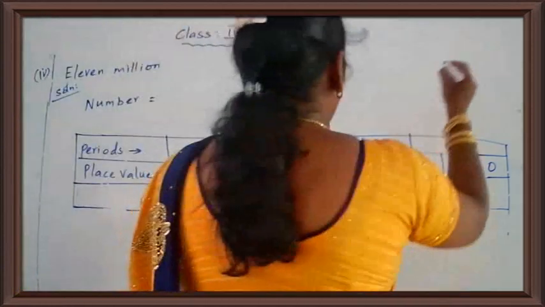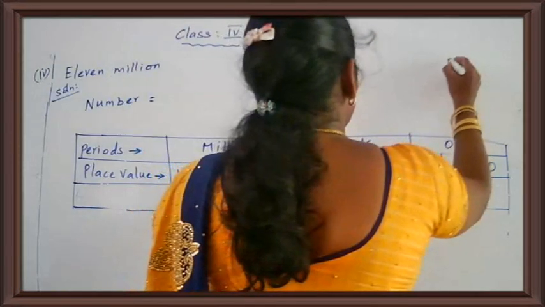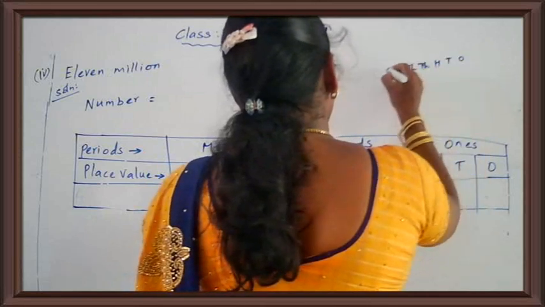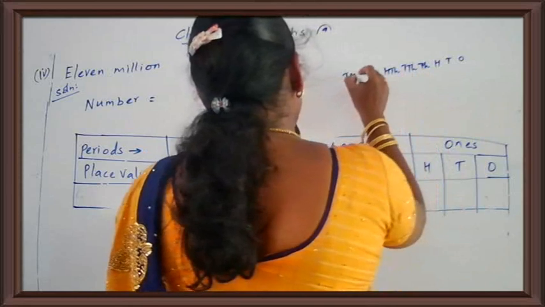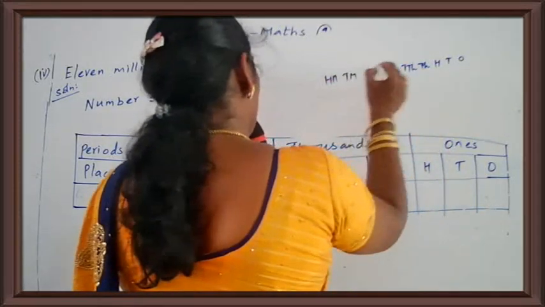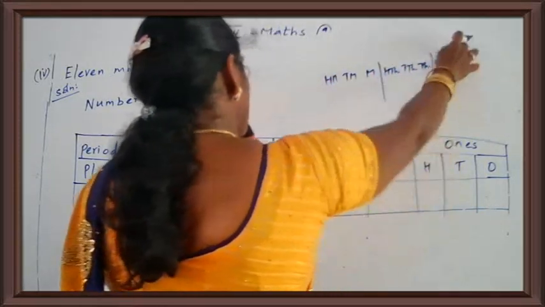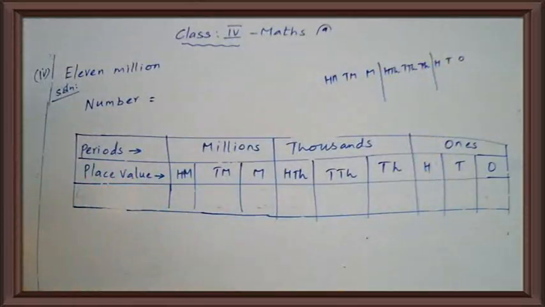Ones, tens, 100, 1000, 10,000, 100,000, million, 10 million, 100 million. Okay, so this is ones period, this is thousands period, this is millions period. Okay children, now we put the value. Your question is 11 million. So 100 million is not given.